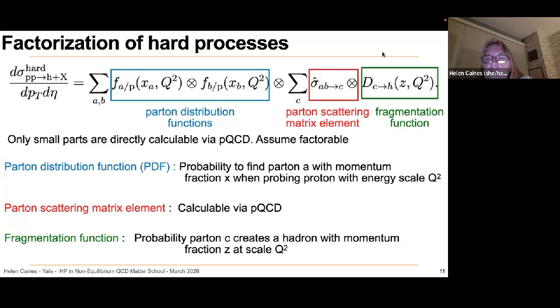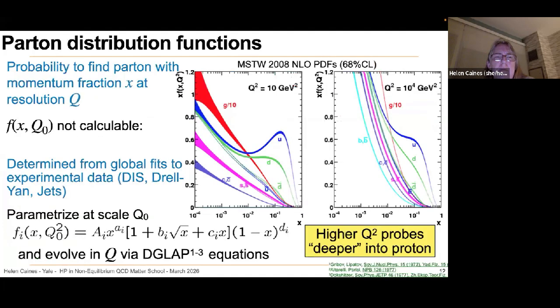The fragmentation functions we can measure because it says if I have parton C, how does it fragment? That we can measure via jets. And it's this parton distribution that we need to probe into. What is the probability that you find a parton with a momentum fraction x of the proton given a resolution scale of your probe of Q? As I said, it's not calculable, but here you see we can determine them by using global fits to the experimental data via deep inelastic scattering of electrons, looking at the Drell-Yan cross-sections, looking at the jet cross-sections.